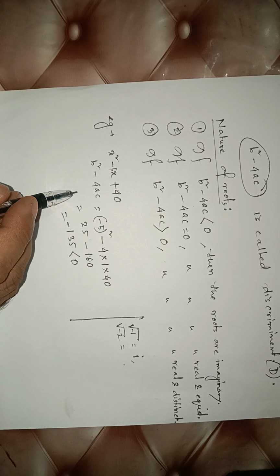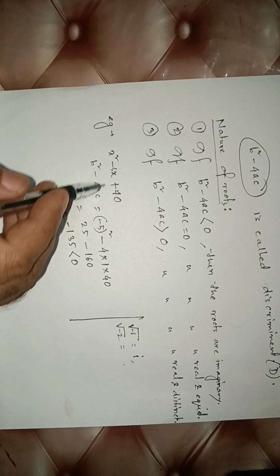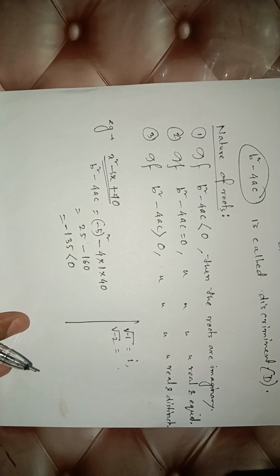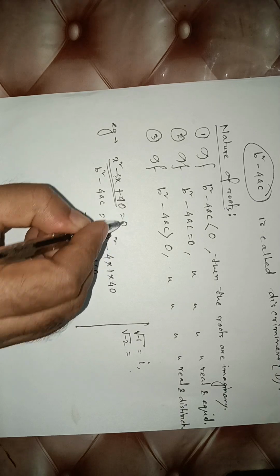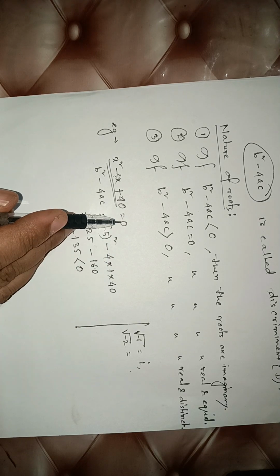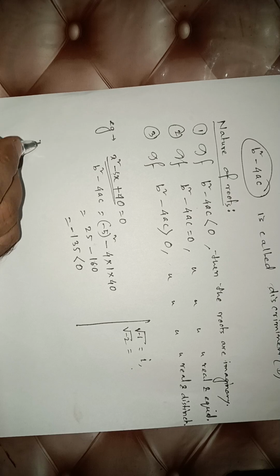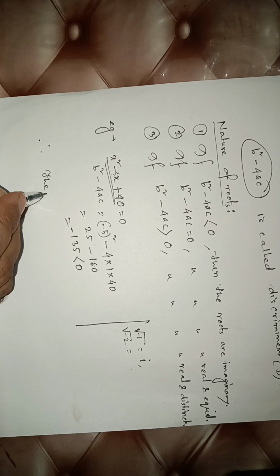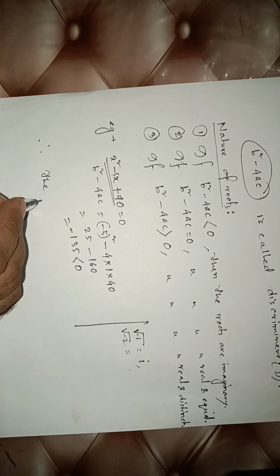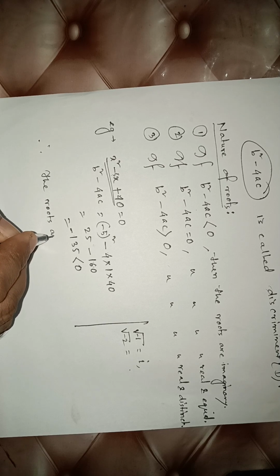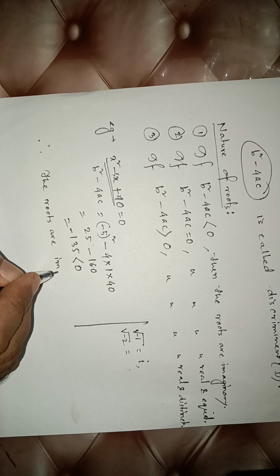Since b square minus 4ac value is less than 0, therefore the roots of the given quadratic equation, this is quadratic equation equal to 0 must be given, therefore the roots are imaginary. You cannot find out the roots. Therefore the roots are imaginary.